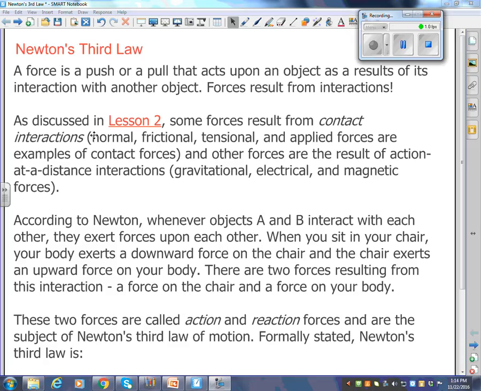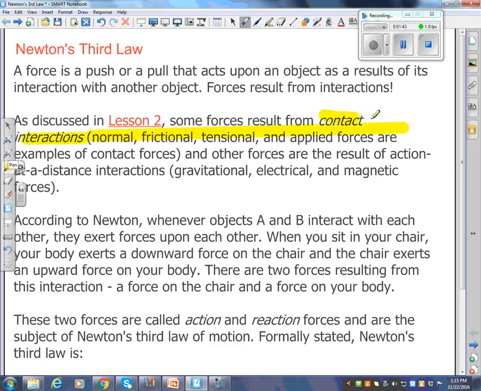As discussed in lesson 2, some forces result from contact interactions where there's actually a physical contact. Things like the normal force, frictional force, tensional forces, applied forces, pushes and pulls are all examples of that. Other forces are the result of action at a distance interactions: gravitational, electrical, magnetic forces. Action at a distance, there is no contact. When we get into the gravitational fields unit, we'll discuss that in further detail. For now, all you really need to know is that some forces can be pushes or pulls, physical touches, and others can be non-contact like gravity.